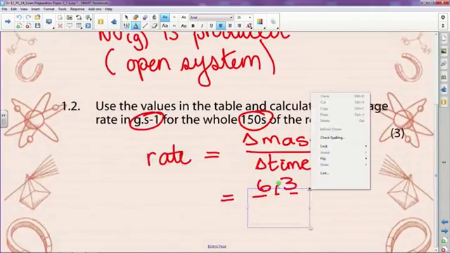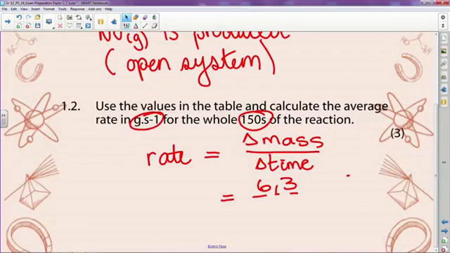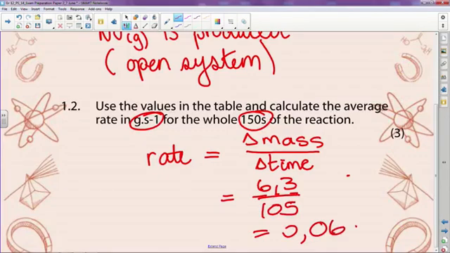And now hopefully some of you are going, yeah, I knew that. You just weren't paying attention. Okay, as you can hear, my head's a little full of cotton wool, so sometimes we don't always get things right. So it's 0,06 grams per second. Okay, now let's move on.